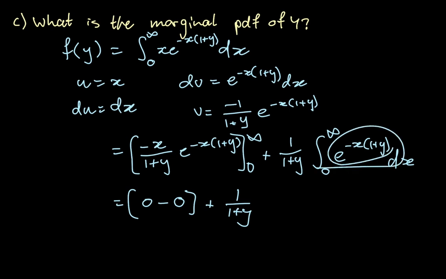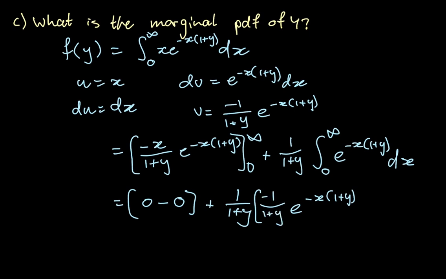Okay, now I have 1 over 1 plus y, and I'm integrating this in terms of x. So I have e to the negative x times 1 plus y, and then I'm dividing by the derivative of the exponent. Okay, so that is minus 1 over 1 plus y, and that goes from 0 to infinity.